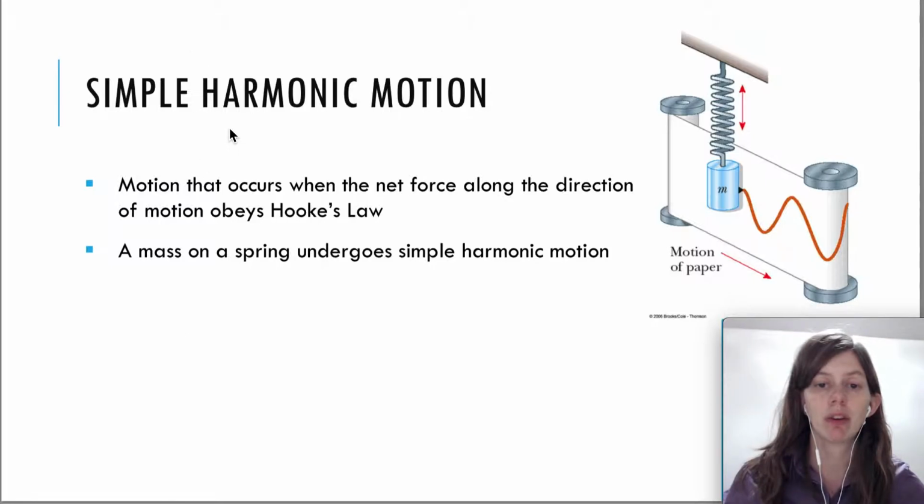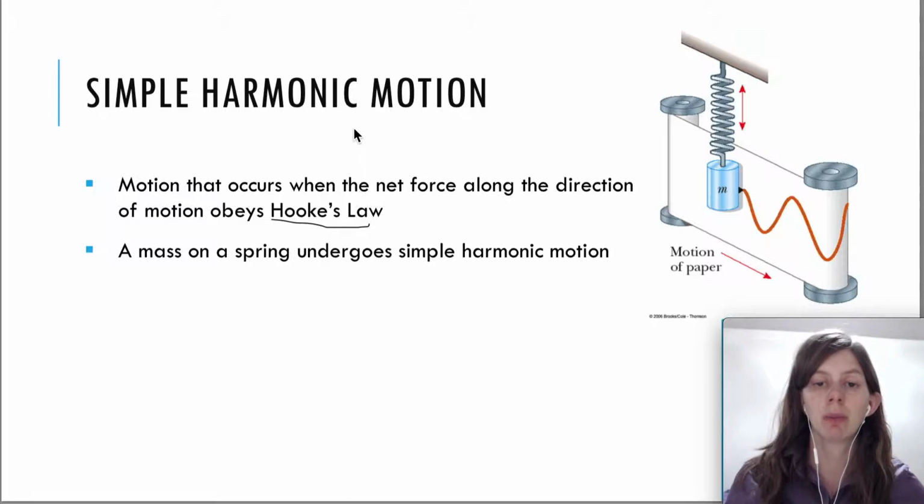The simplest way to describe simple harmonic motion is with this bullet here that says: motion that occurs when the net force along the direction of motion obeys Hooke's law. We just talked about Hooke's law, which described that restoring force proportional to the displacement. So whenever you have motion where a force is causing that motion, and that force is proportional to the displacement from equilibrium, just like Hooke's law, then that motion is called simple harmonic motion.